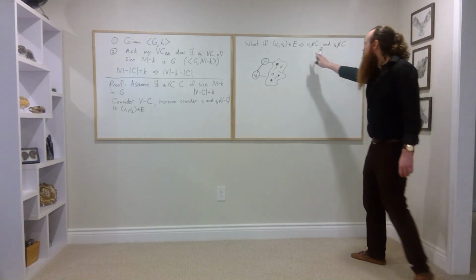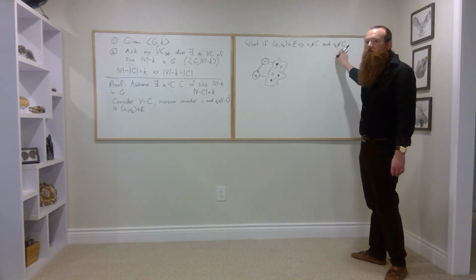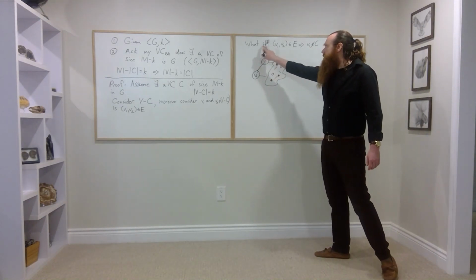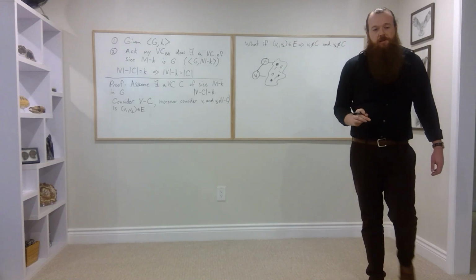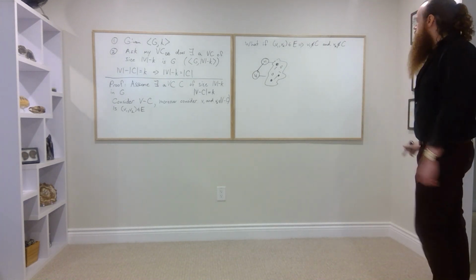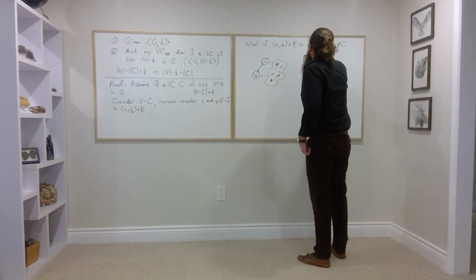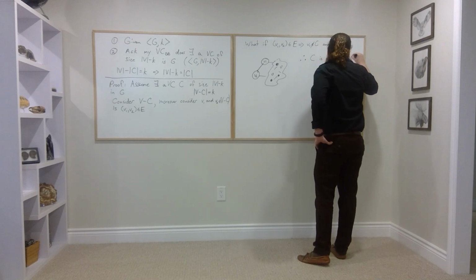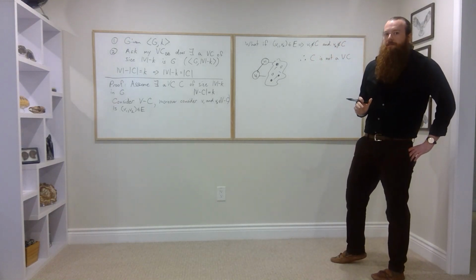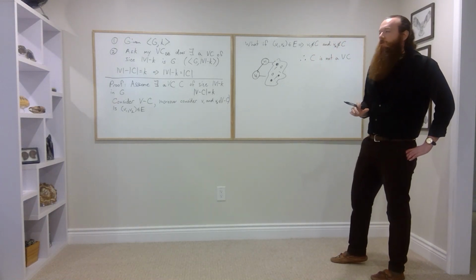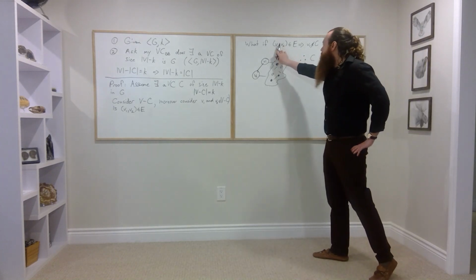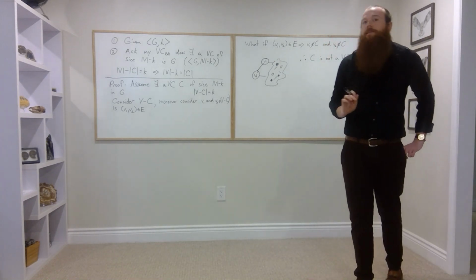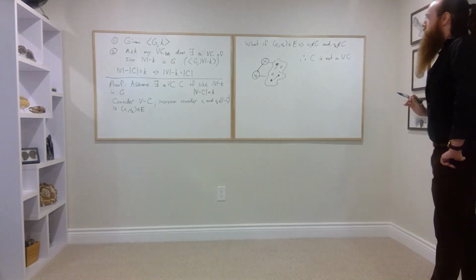Why? Well, I know V1's not an element of C, and I know V2's not an element of C, and I know this edge exists because I'm assuming it does. Well, what does that mean? Well, if that's true, therefore, C is not a vertex cover. But it is a vertex cover. So I have a contradiction. So what does that mean? That means V1, V2 cannot be an E.